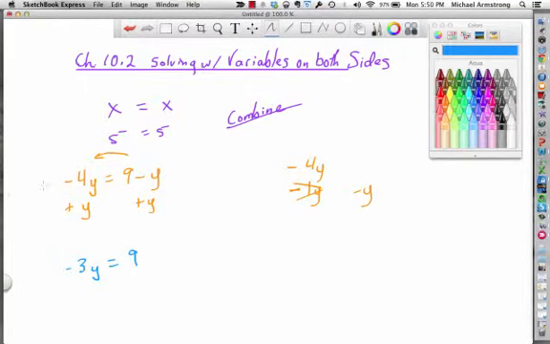So we're combining our like terms, and now we're going to do the opposite action. Negative 3y is negative 3 times y. So when we're going to multiply, we want to divide. And negative 3 divided by negative 3 is 1. And 9 divided by negative 3 is negative 3. Therefore, y is equal to negative 3.